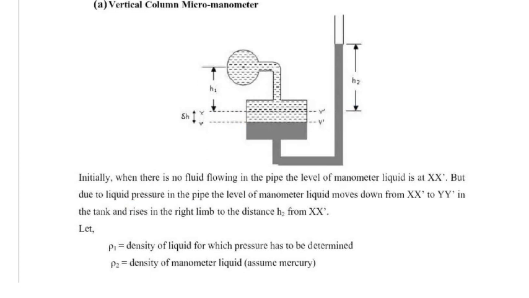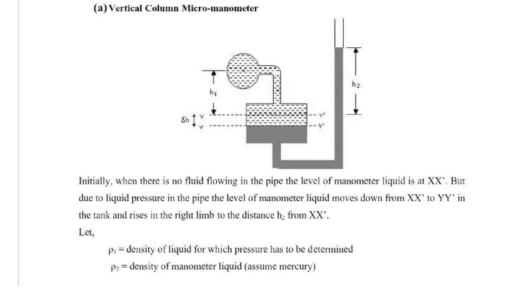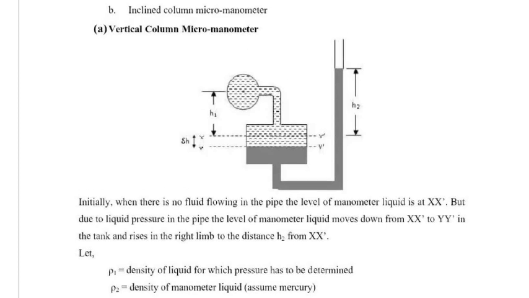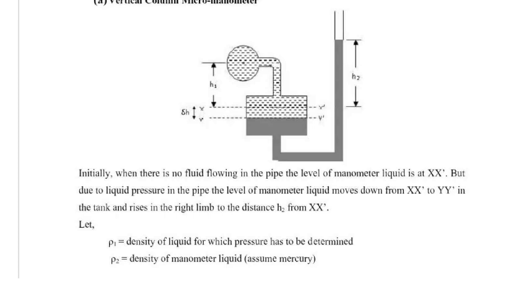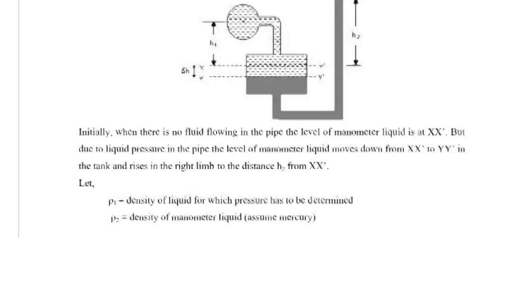So rho is the density of the liquid for which the pressure is to be determined, and rho 2 is the density of the manometer liquid.